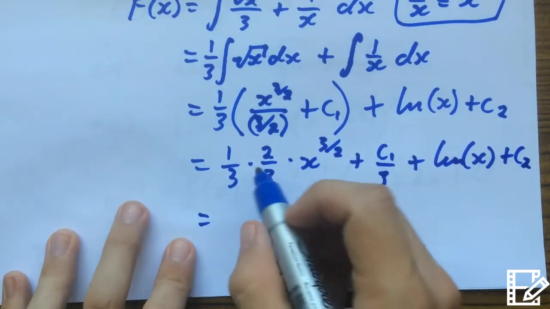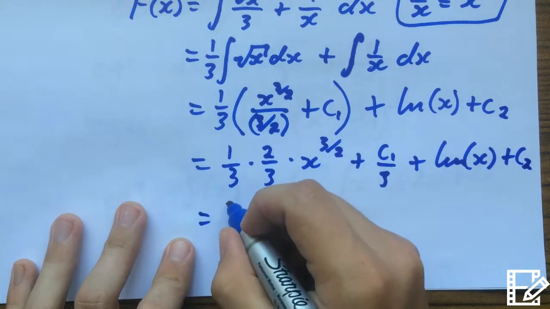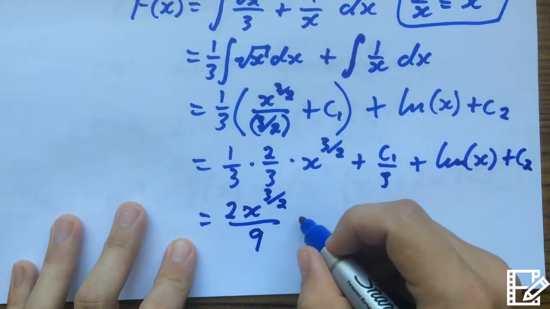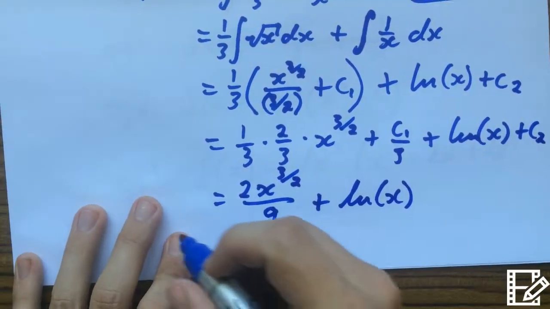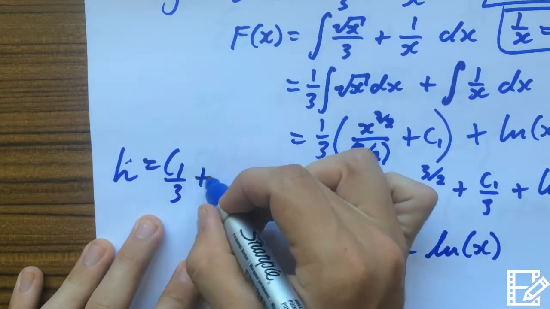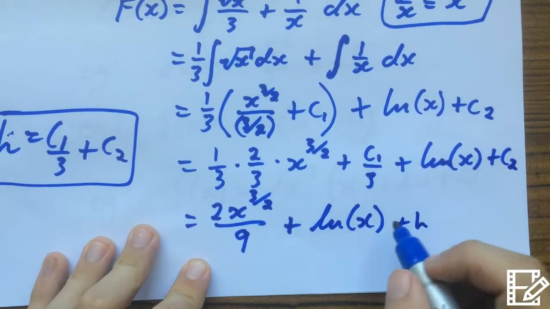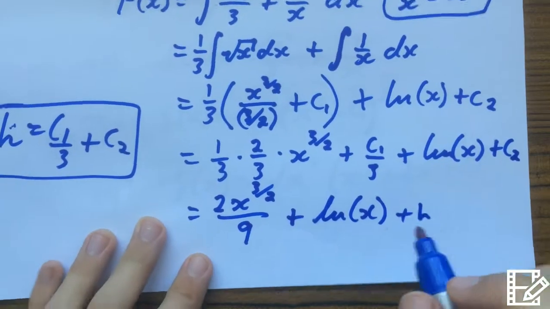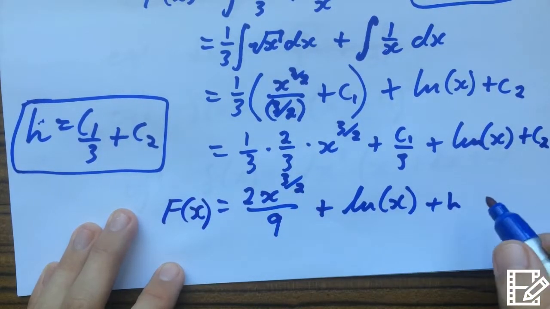This will equal, we've got 3 multiplied by 3, that's 9, so it'll be 2x to the power of 3 on 2 all over 9 plus ln of x. And I'm going to say that h equals C1 on 3 plus C2. Therefore I can just write plus h, and because I've written that, this h will include this and this. And there is our answer. Okay.